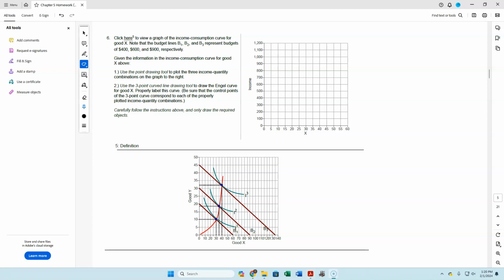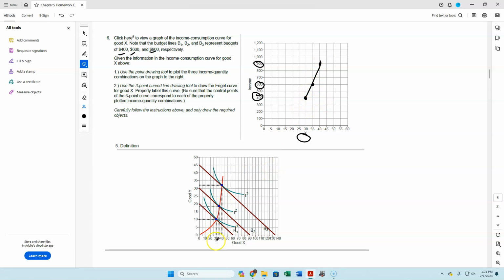Okay, here in number 6, we're looking at 3 different budget constraints. The one for 400, 600, and 900. So that would mean that we're looking then at this relevant 400, this 600, and this 900. And we're looking at it for good X. And we can see it's going from 30 to 35 to 40, thus creating an angle curve that looks like that.